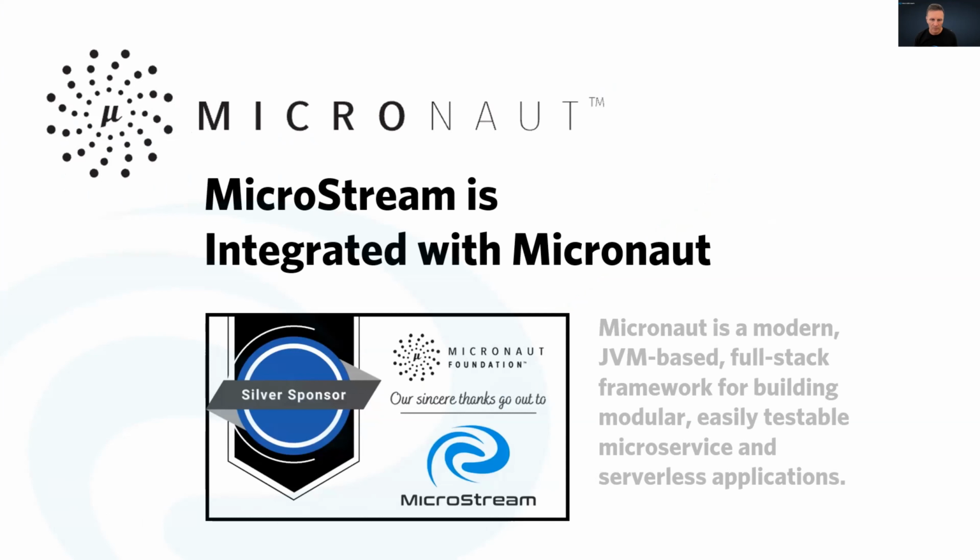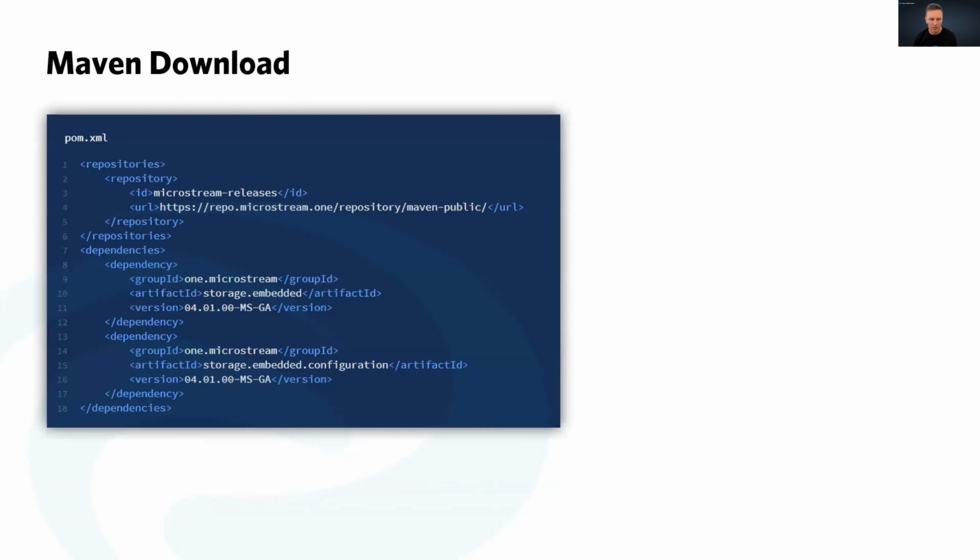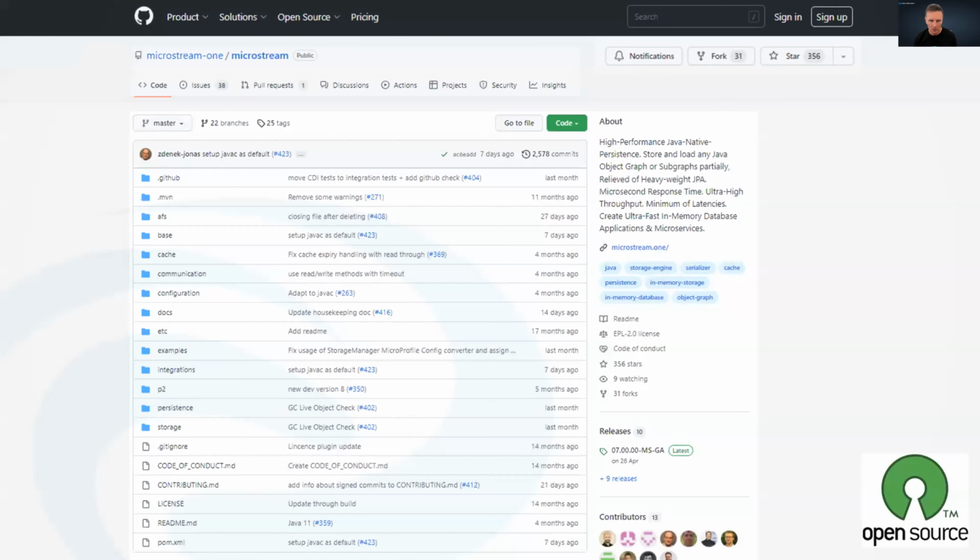With MicroStream, you also get the persistence layer. You can use the persistence layer, or you can use the serialization standalone. That's up to you. It's simple to download via Maven, and the code is on GitHub, so you can check it out. It's under the EPL license, so you can also use it for commercial purposes, of course, and use it to highly secure your products.